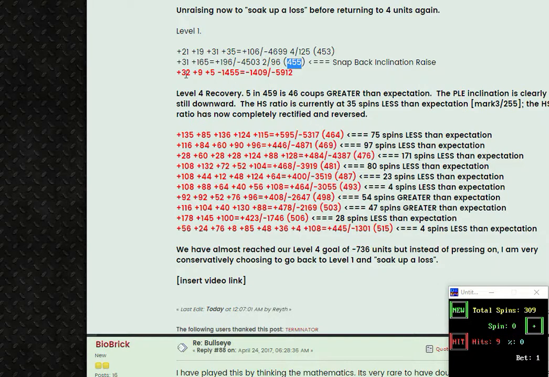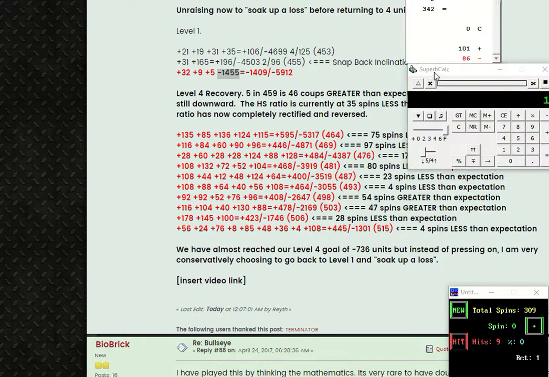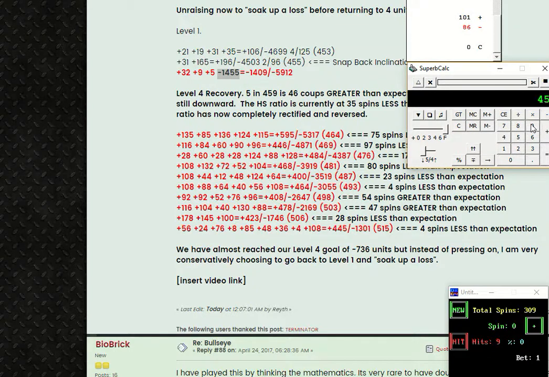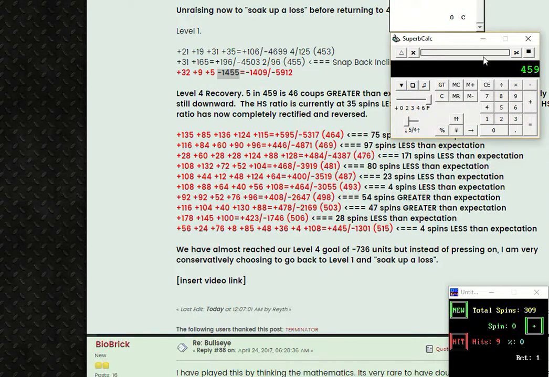Okay, and the progression loss movement indicator shows that we were at 455, 456, 457, 458, 459. Okay, so we were at 459 coups. All right, and then that's how we started. 459 is where we started. When we ended, in other words, right here, at 515.